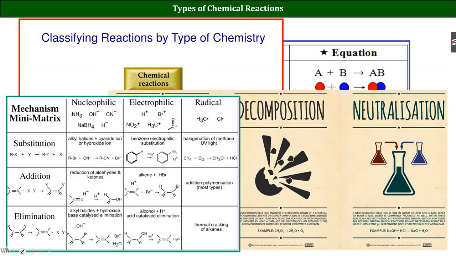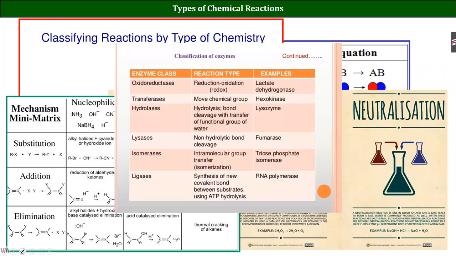You can have substitutions, additions, or eliminations. And you can have nucleophilic, electrophilic, or radical. Like, those are all true. If you take a biochem class, you get oxidoreductase reactions, you get transferase reactions or hydrolase reactions. All of this to say there's not a whole lot of standardization.